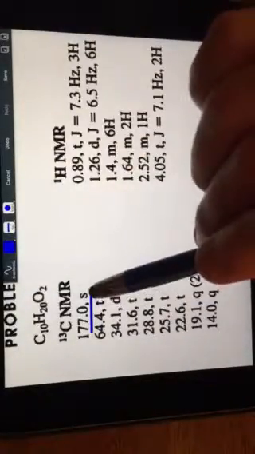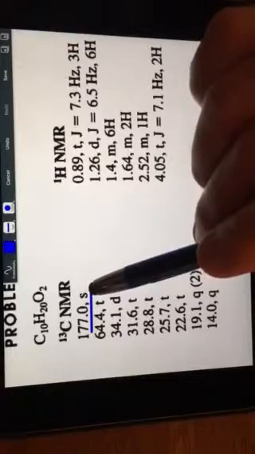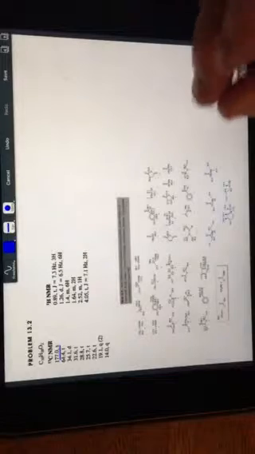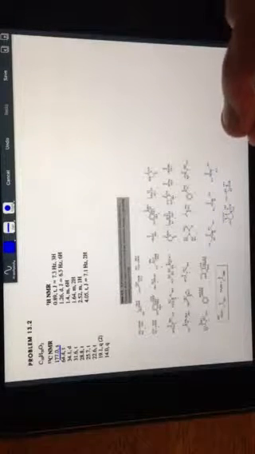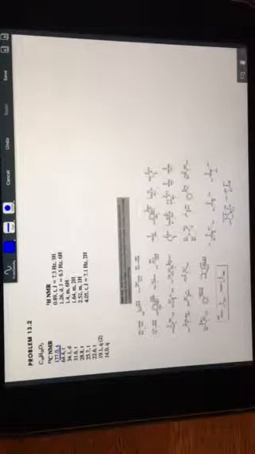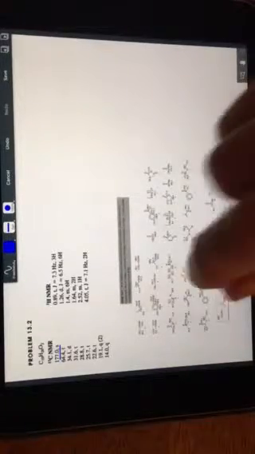This is too far upfield to be consistent with a ketone. So remember, when we're looking at the chemical shifts of ketones, they would be coming in the range of high 190s to below 210 parts per million. Here we're looking at 177. That's more consistent with an ester.